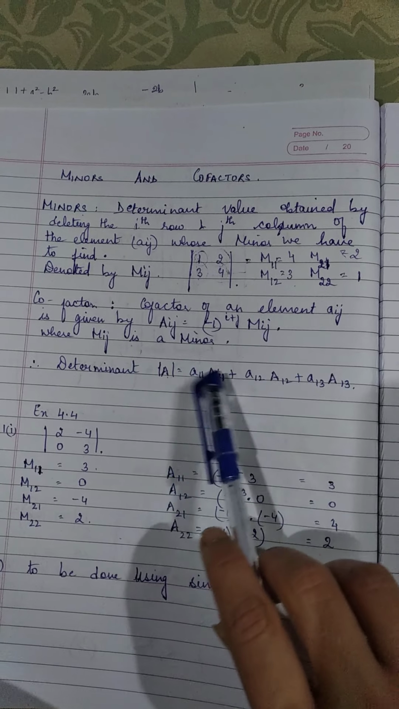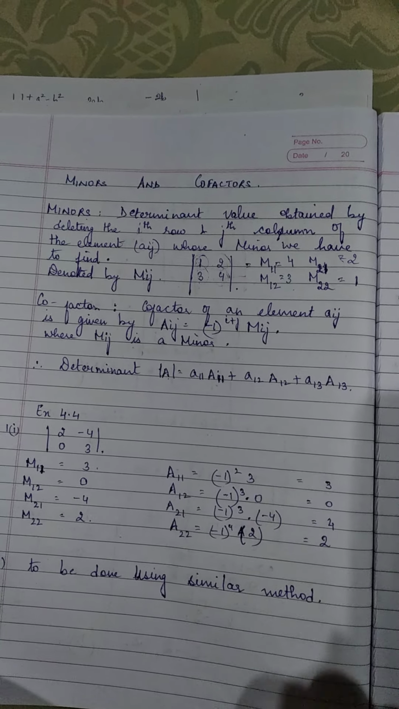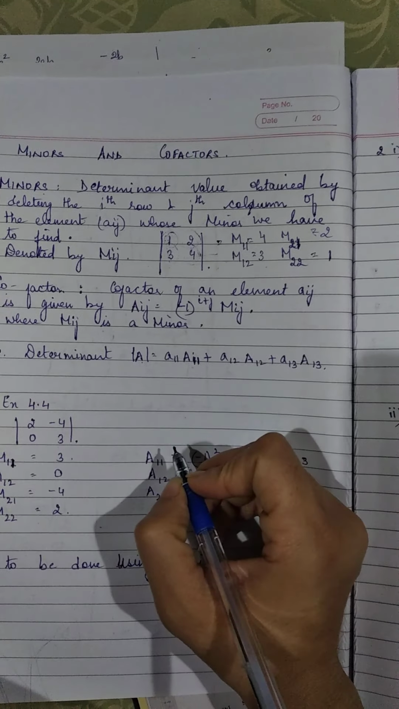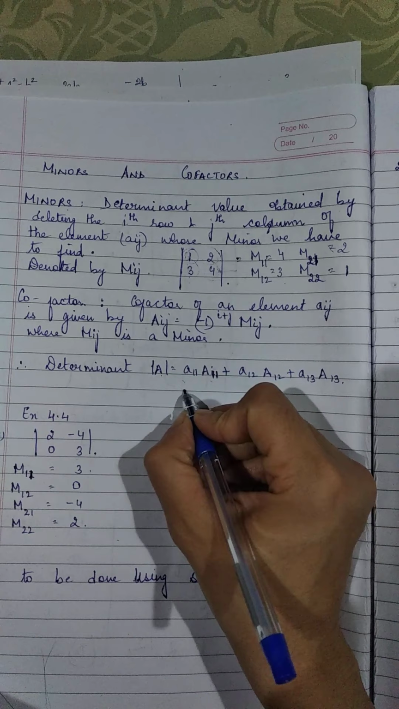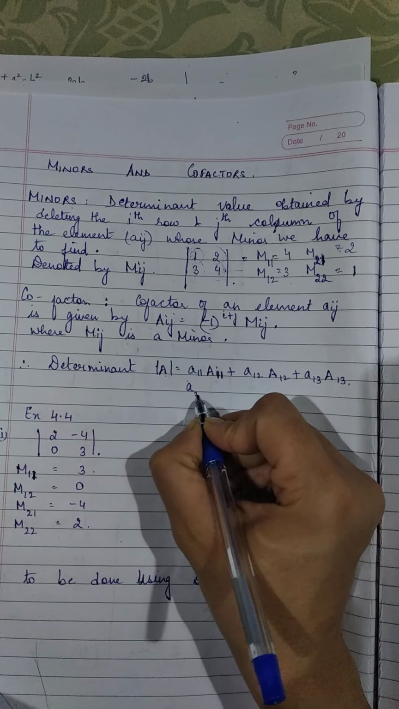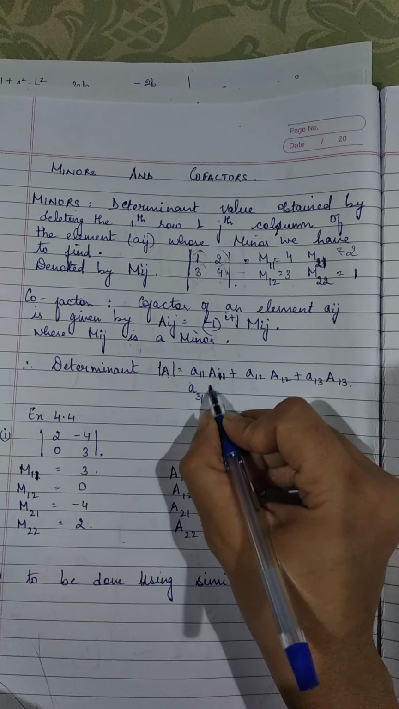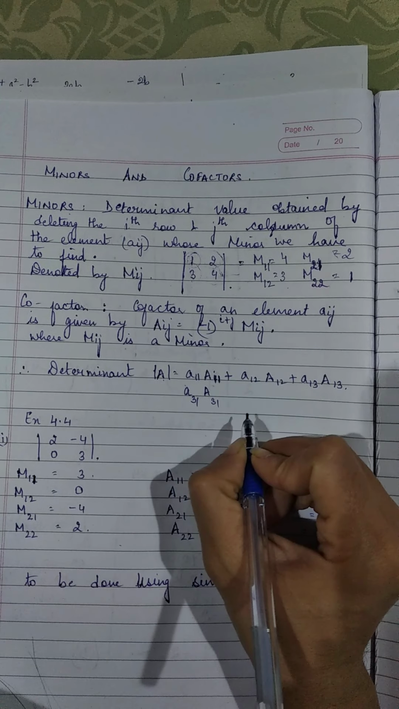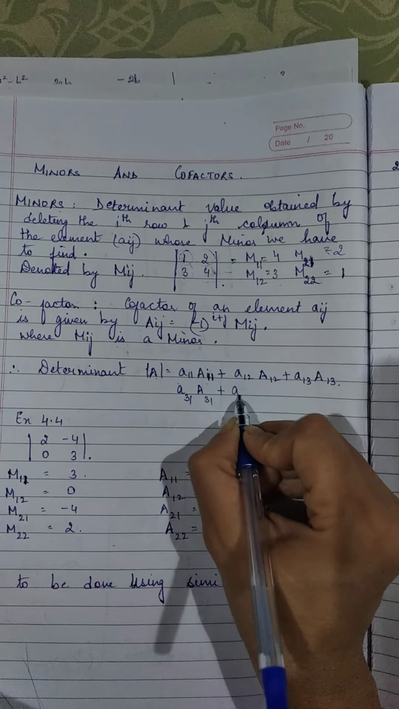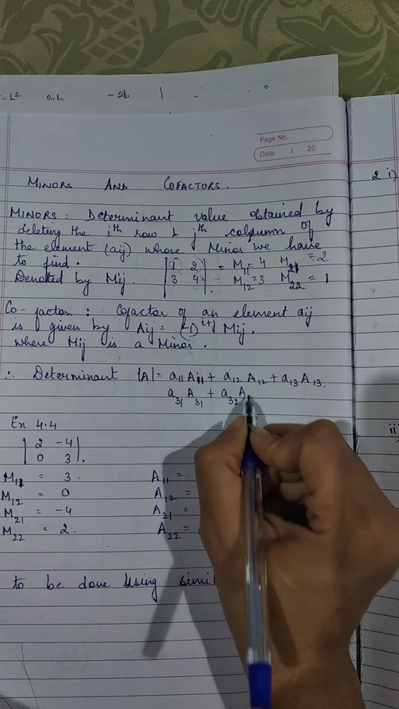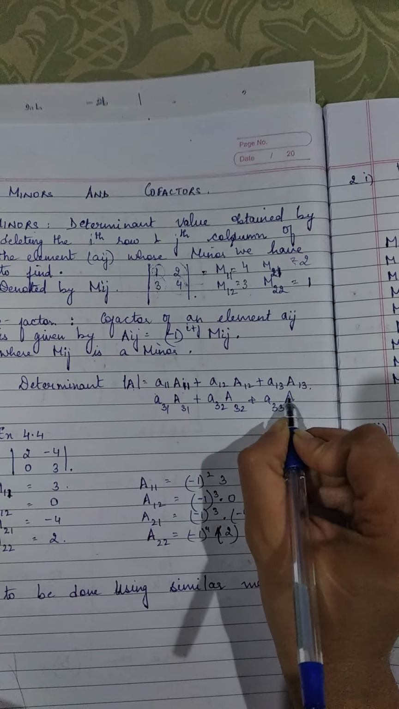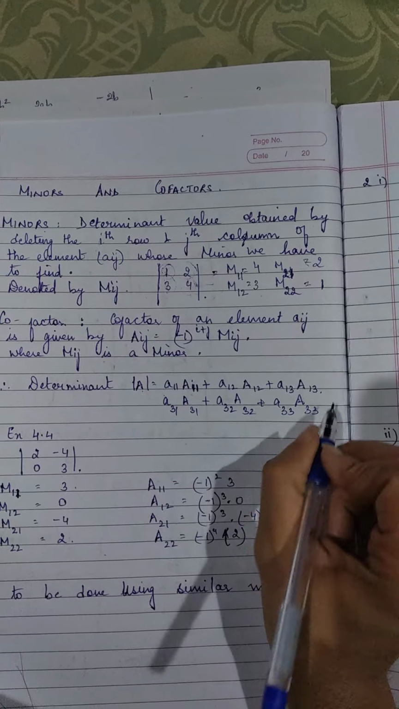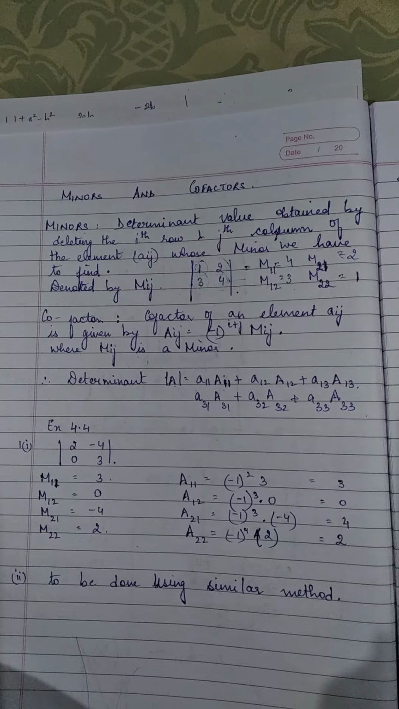Likewise, if we have to determine the determinant value for, say, row 3. Now, row 3 has elements. If we see a 3 by 3 matrix, it has the elements A31, A32 and A33. So, A31 into capital A31 plus A32 into capital A32 plus A33 into capital A33. This is what the determinant value will come out to be.